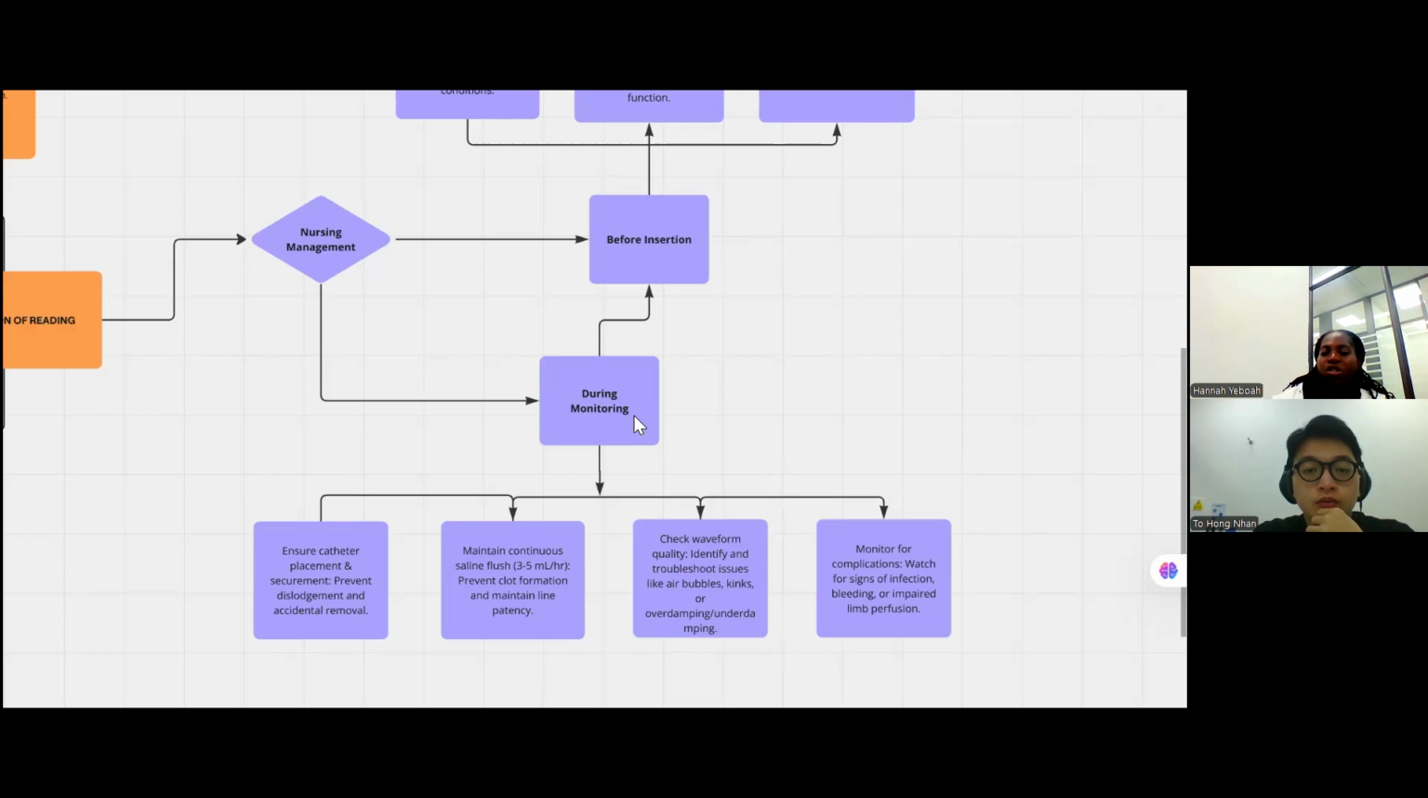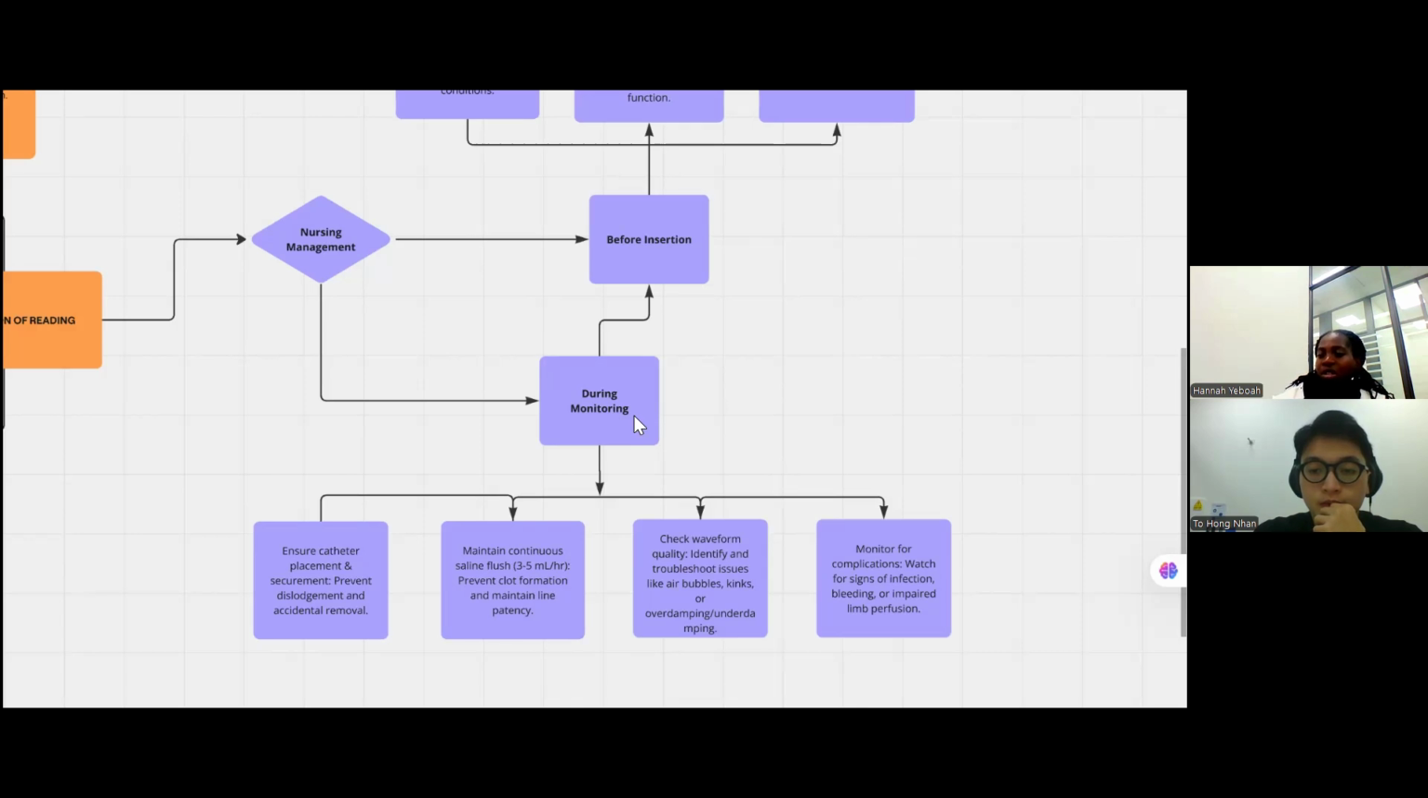Next, we need to check the waveform quality, as Brandon says. During the procedure and after the procedure, we have to make sure we identify and check the waveform to see if there's any problem or issues like bubble, kink, or maybe any underlying issue regarding the patient's blood pressure and also the entire circulatory system, so that we can easily report to the doctor.